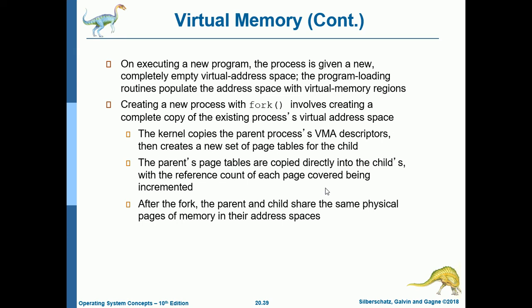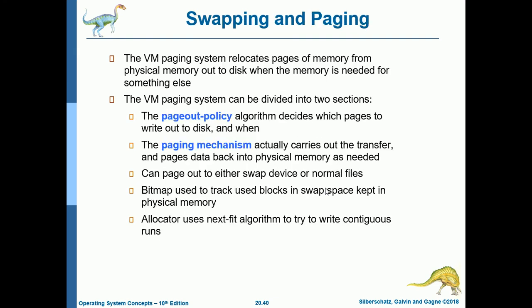Creating a process with the fork system call involves creating a complete copy of the existing process's virtual address space. The kernel copies the parent process's VMA descriptors, then creates a new set of page tables for the child. Then the parent's page tables are copied directly into the child's, with the reference count of each page covered being incremented. After the fork, the parent and child share the same physical pages of memory in their address spaces. So for Linux, how about swapping and paging?